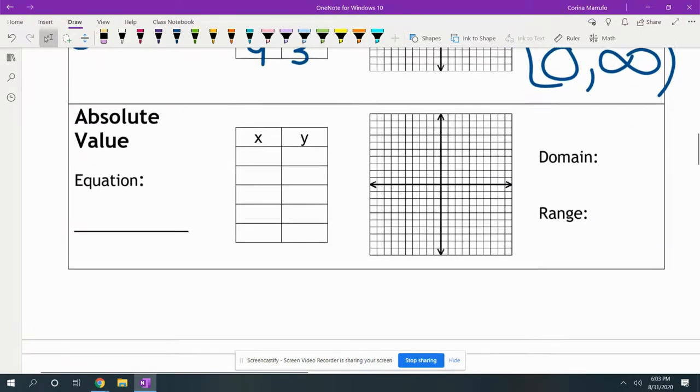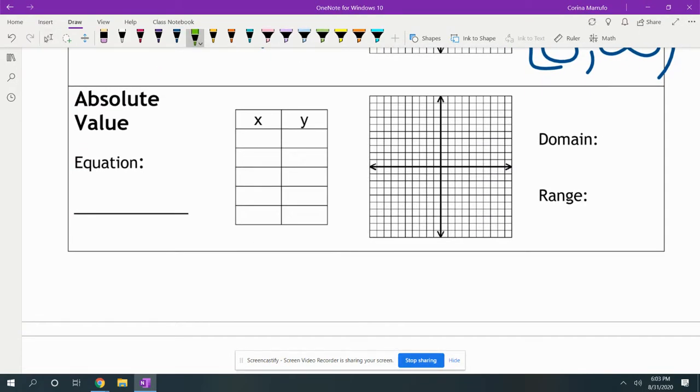All right, next is your absolute value equation. So it's going to be y equals the absolute value of x. So we'll use the same as we did for y equals x: -2, -1, 0, 1, and 2. And so when we do this, I'm going to go ahead and plug in -2. The absolute value of -2 is 2. The absolute value of -1 is 1. Absolute value of 0 is 0, 1, and 2. So this one is a little bit different because your graph looks like a V shape.